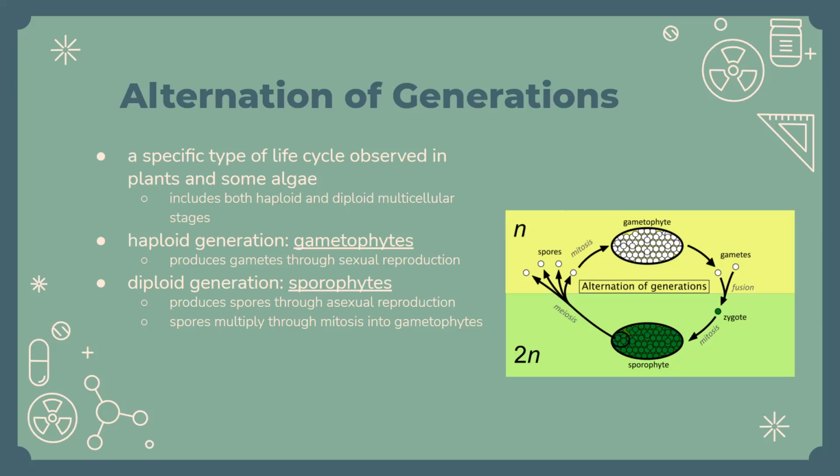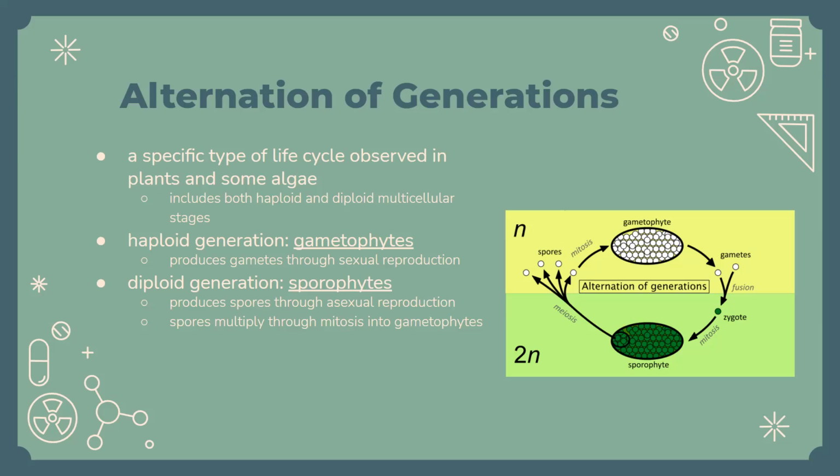The haploid generation is referred to as the gametophyte, and these will reproduce through gametes, and this happens through sexual reproduction. However, there's also a diploid generation that is called the sporophyte, and they will produce spores through asexual reproduction. After the spores are produced, they will multiply through mitosis and become gametophytes. So it's a circular cycle.